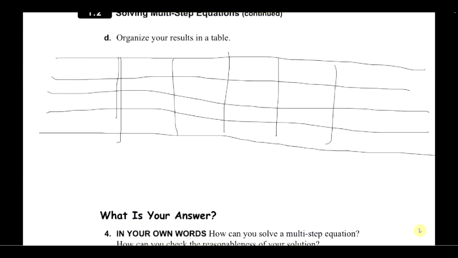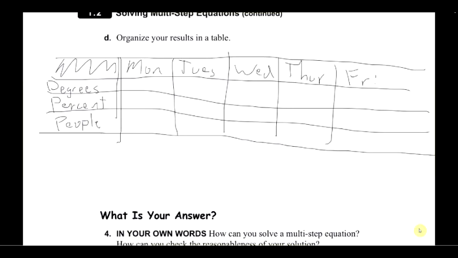Let's add some titles in here. Degrees. Below that, put percent. And below that, put people. In each of these boxes, put the days of the week. Monday. Now, in each of these boxes, we're going to have the number of degrees, percent, people, for each part of the circle on the previous page.